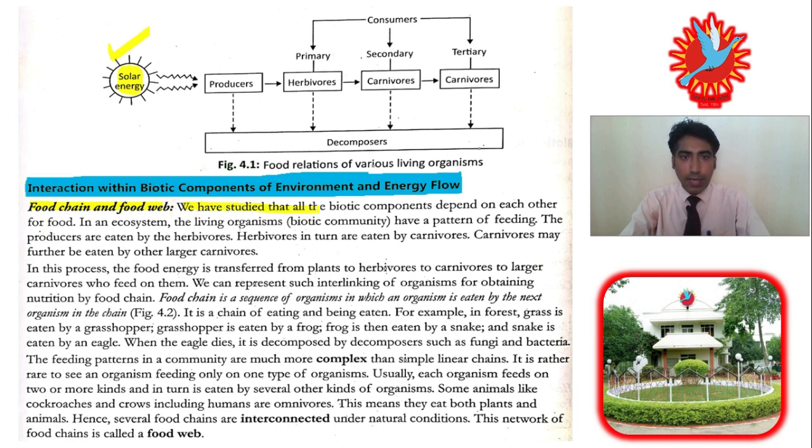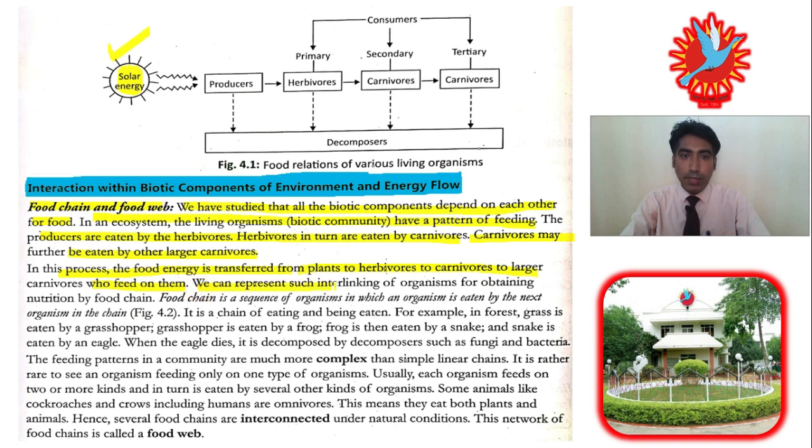We have studied that all the biotic components depend on each other for food. In an ecosystem, the living organisms, or biotic community, have a pattern of feeding. The producers are eaten by herbivores. Herbivores in turn are eaten by carnivores. Carnivores may further be eaten by other large carnivores also. In this process, the food energy is transferred from plants, means from producers, to the consumers, herbivores to carnivores to the large carnivores who feed on them.